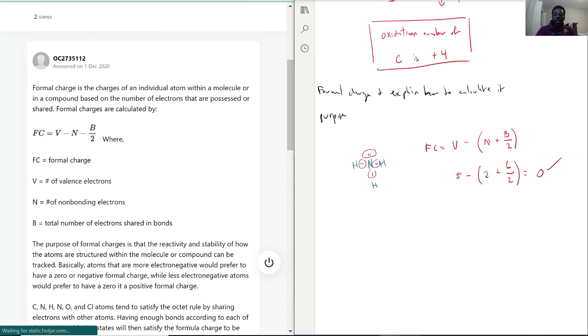If you're dealing with now NH4 plus, okay, so this is ammonium. You would see here that if we plugged it in, we still have 5 valence electrons, but nitrogen no longer has any that it has by itself, no lone pairs, and it's actually now sharing 8 electrons. So 8 divided by 2, that's 4. So we have a charge of plus 1.